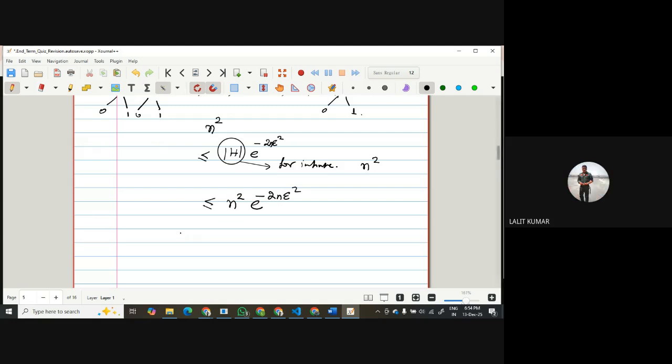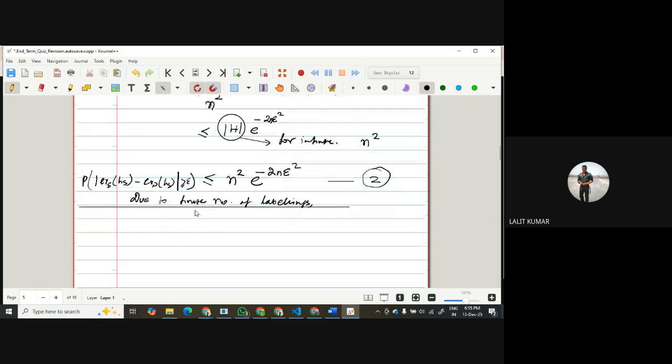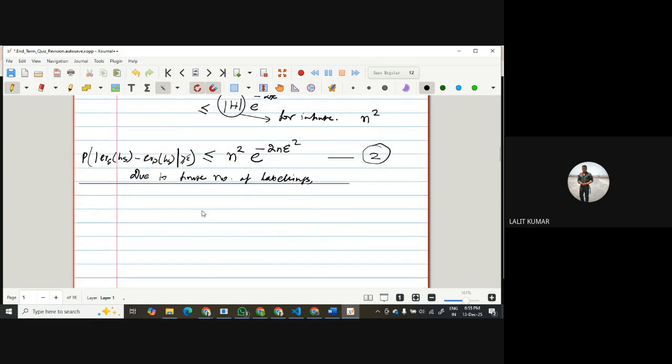So for infinite, if I have infinite models, then due to the finite number of labelings, the probability of R S HS minus RDHS greater than or equal to epsilon will always be bounded by this number. Okay. Third question was about this n square.